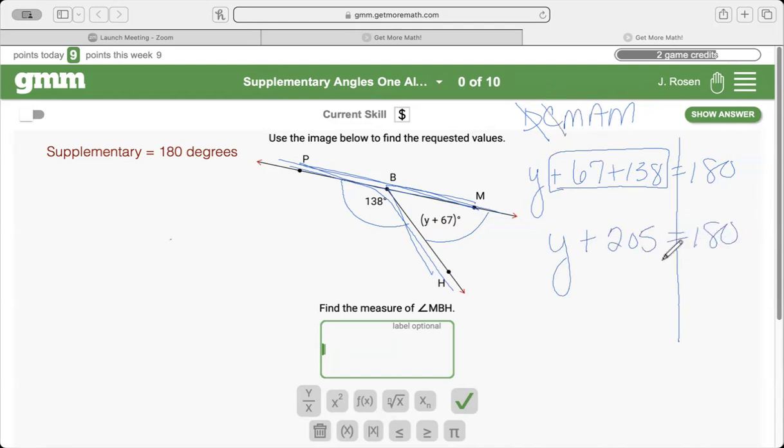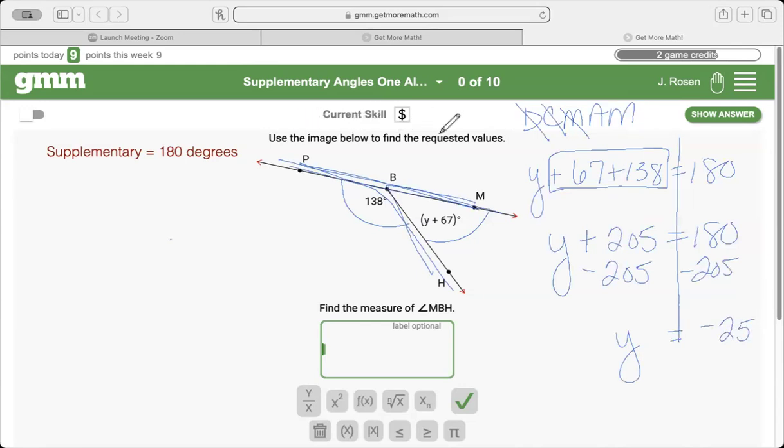And then there's no variables on both sides, so I'm not moving a smaller variable, and then I'm getting rid of addition or subtraction. So to get rid of 205, I have to do the opposite. And again, anytime we go across the equal sign, we're doing the opposite. So that gets us y equals 180 minus 205 equals negative 25.